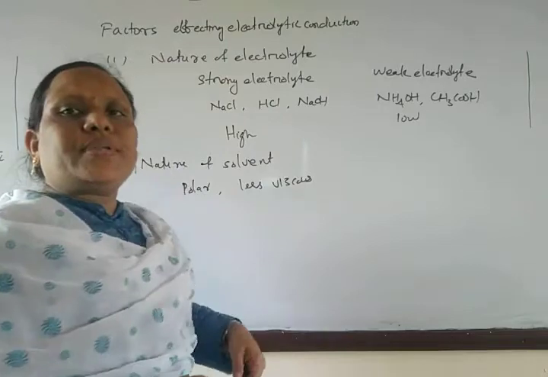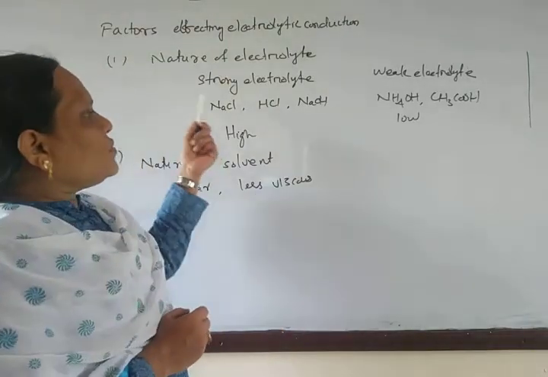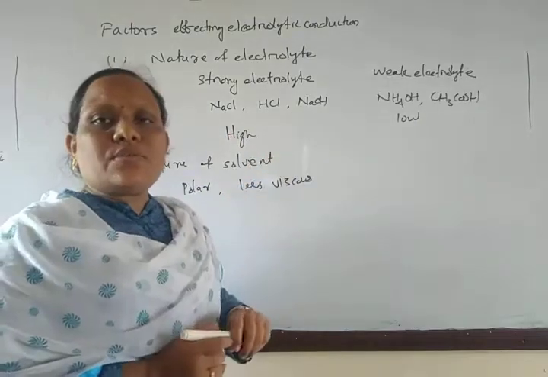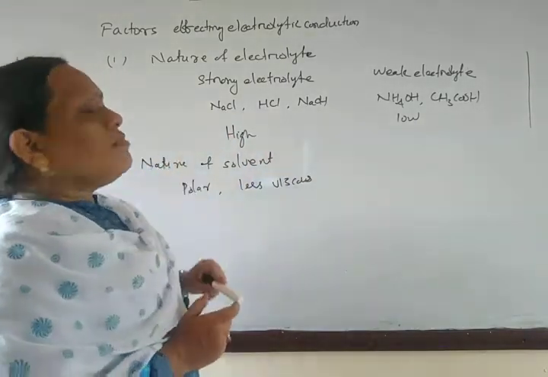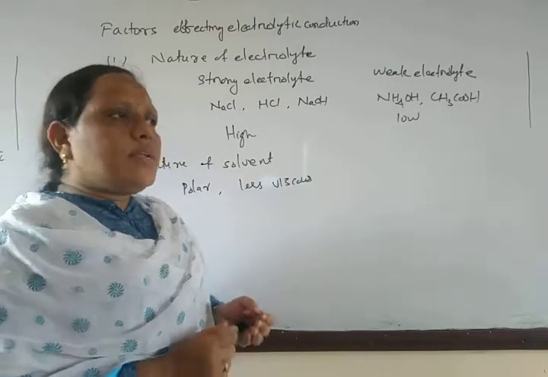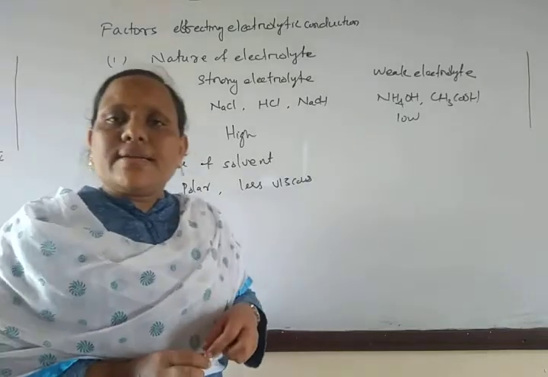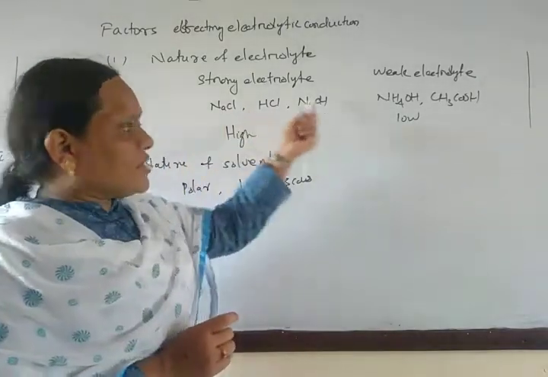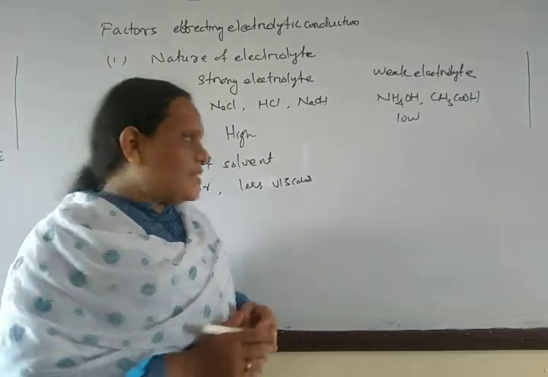For example, if we take water as a polar solvent, then the solutions of sodium chloride, hydrochloric acid and sodium hydroxide, etc., give high conductance values. But if we take non-polar solvents, then the ionization of these substances hardly takes place, and generally the conductance value is very less.